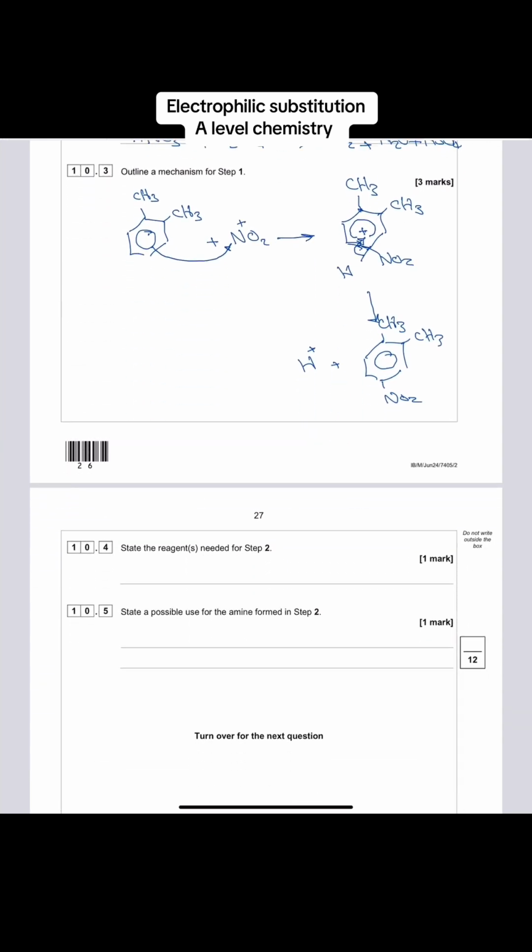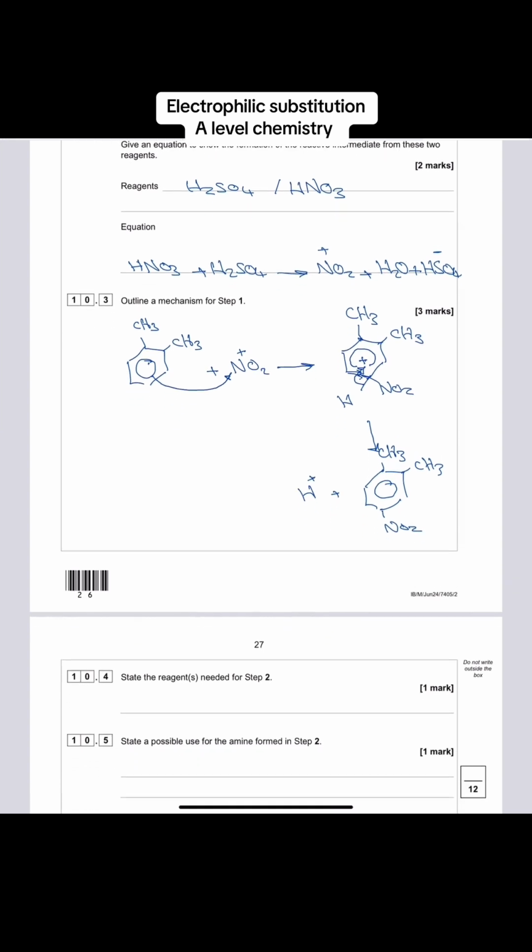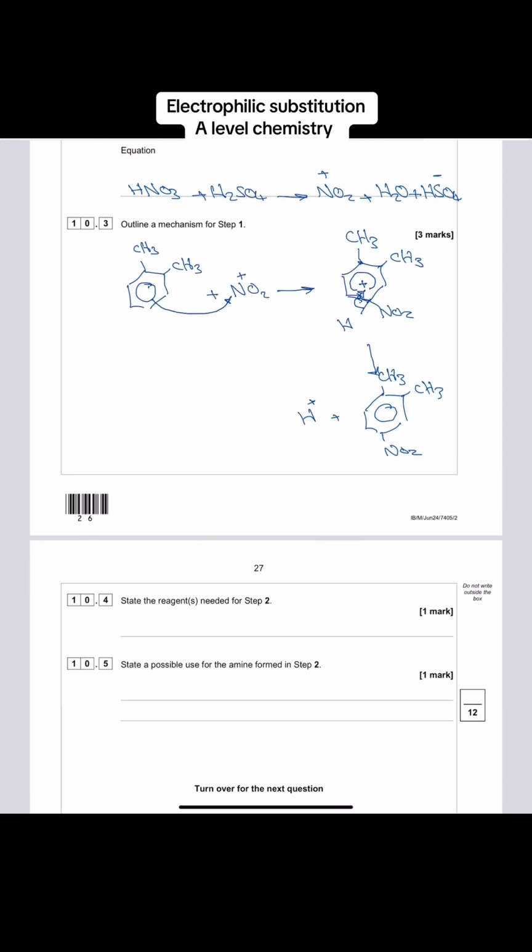And then the next question, they ask you to state the reagents needed for step 2. In step 2 here, there is a reduction of the aromatic nitro to the aromatic amino group, and in order to do that, we need to use tin and HCl. So it's Sn and HCl. Normally in this reaction, when you use the tin and the HCl, that will give you not only the reduced product, but also the ammonium salt. So you can then use sodium hydroxide to get the amine.